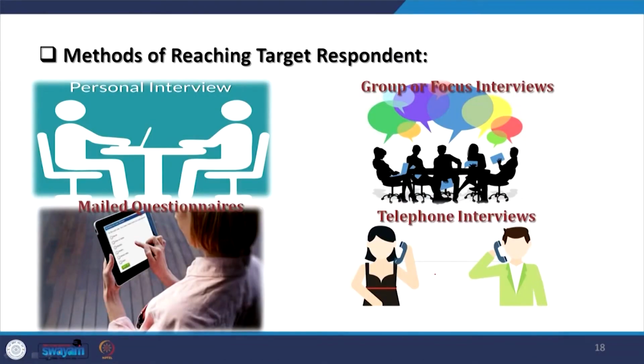So there are broadly four types we considered. One is personal interview, face to face personal interview. Then the second one is group discussion, focus group discussion, FGDs. Then telephonic interviews or mail questionnaires through email survey.